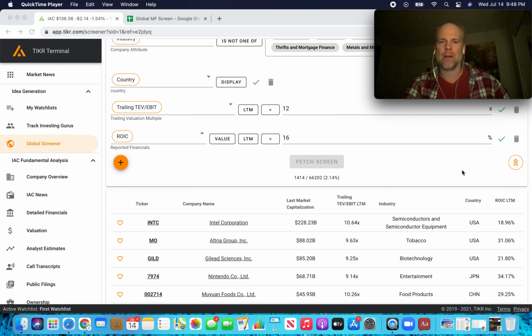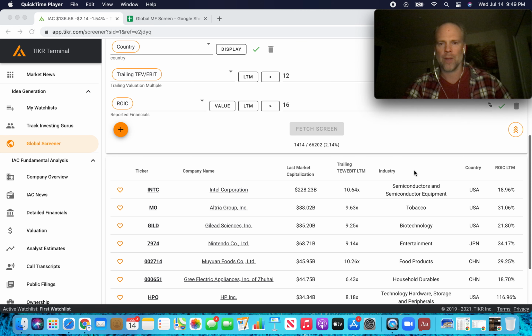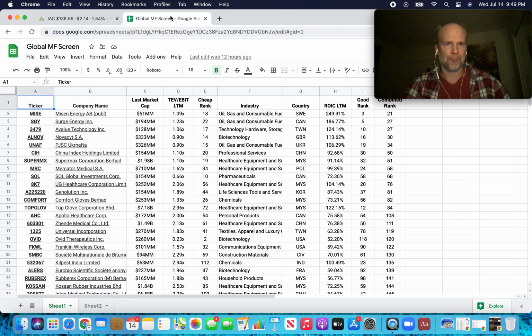14 results. That's just over 2% of the entire universe of stocks that are built in to TIKR Terminal. So what you can see here, it actually sorts these by market cap, okay? So what I did was I copied all of these results into a separate spreadsheet. So let's jump right into that spreadsheet now.